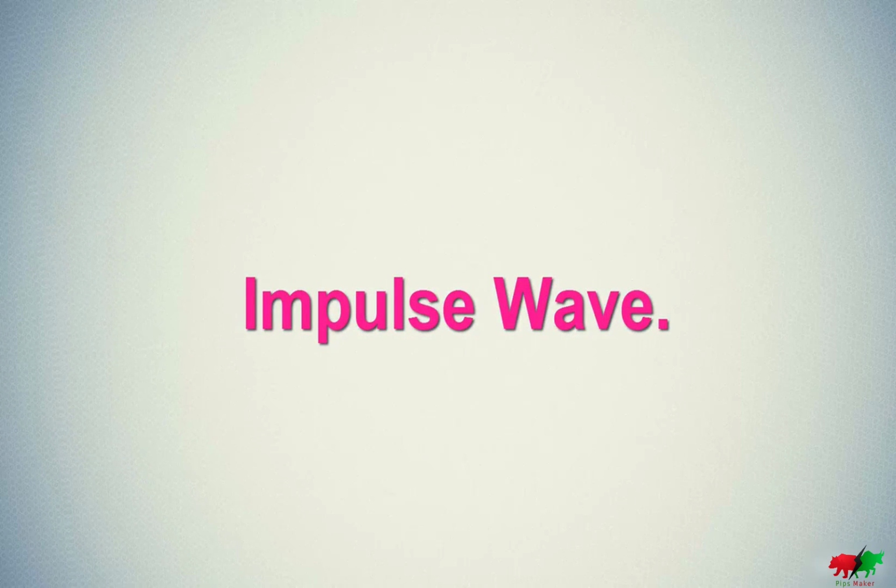Impulse wave. In this section, we will deal with a detailed discussion of the impulse wave. As we discussed in the section dedicated to the basic issues, impulse waves can be divided into 5 waves of a certain characteristic, which go according to the direction of the wave of the higher degree. Impulse waves have an easily recognizable structure, and it is quite easy to interpret them.